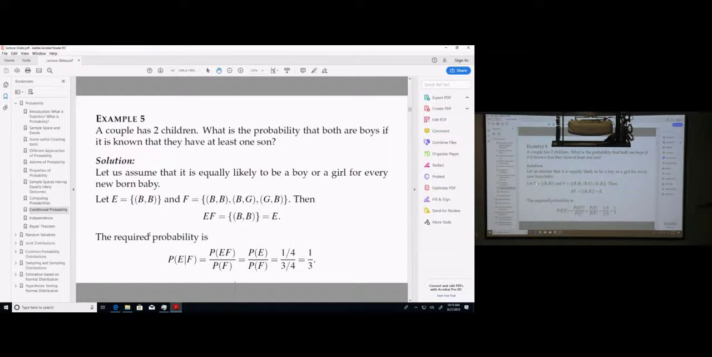But of course, the probability is estimated. So let E be the event that the couple will have 2 boys, and the event F is that they will have at least 1 boy, 1 son. So it is boy-boy, boy-girl, girl-boy. And so E intersect F would be boy-boy, and so on and so forth. So you just do the enumerations out of this. All right, so it is 1/3 here.